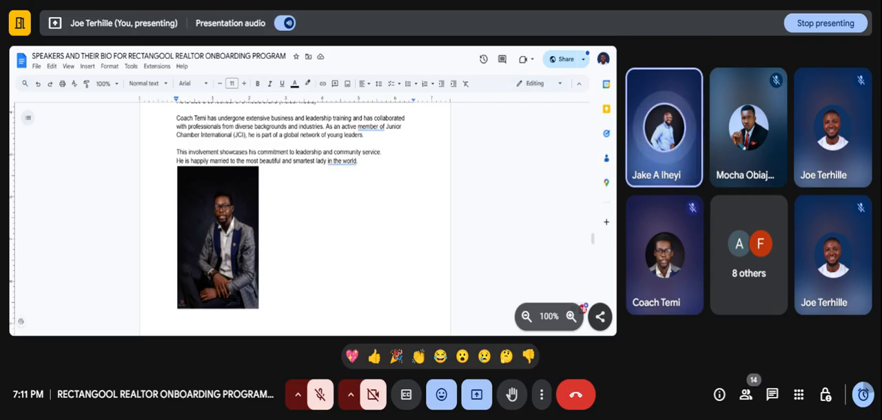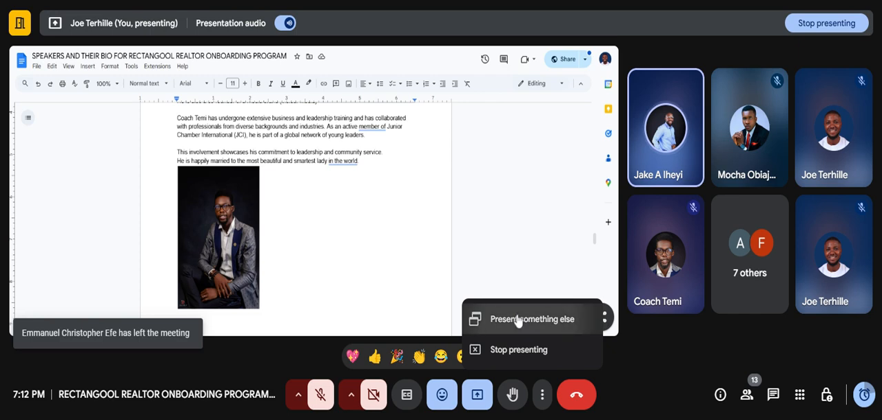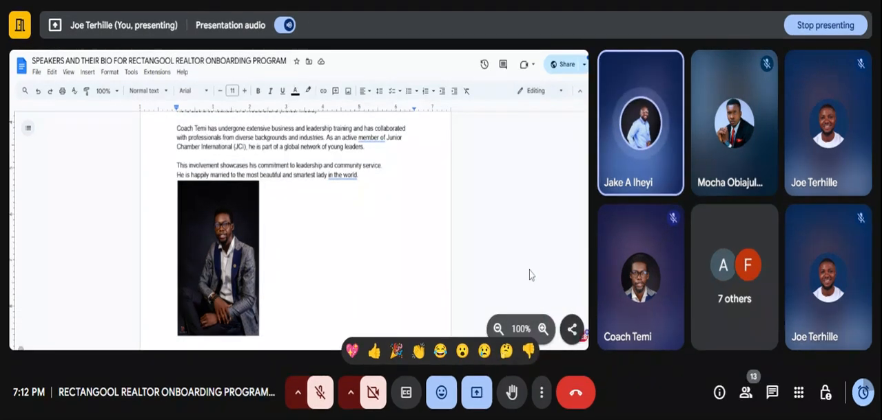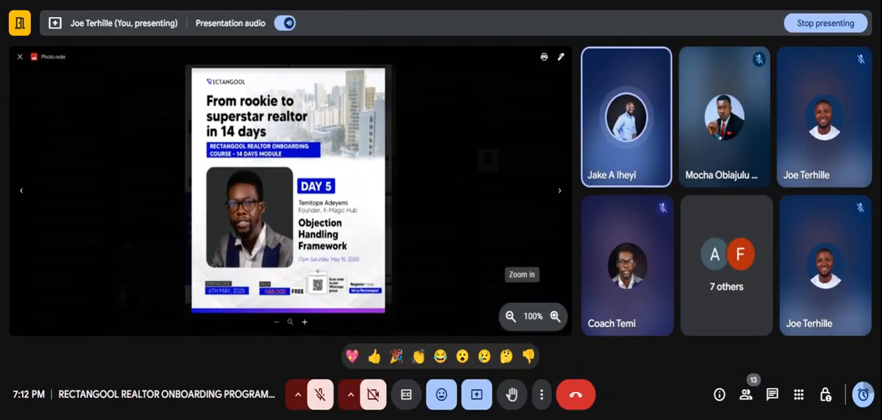He's currently happily married. Currently, you hear the word currently. So, ladies, take notes, please. Don't come and distract our coach. He's happily married to the most beautiful and smartest lady in the world. But I can't argue. Thank you so much. That's so powerful. Are you seeing somebody's portfolio? So pay attention and gain massive knowledge from this amazing and insightful individual. Thank you so much, Coach Temi. Please, you have the floor.